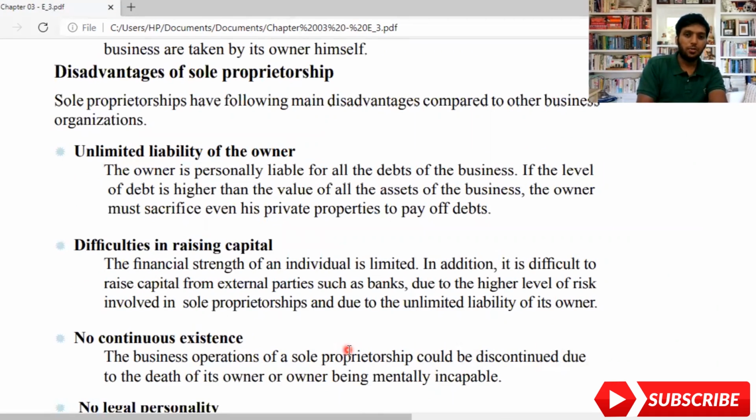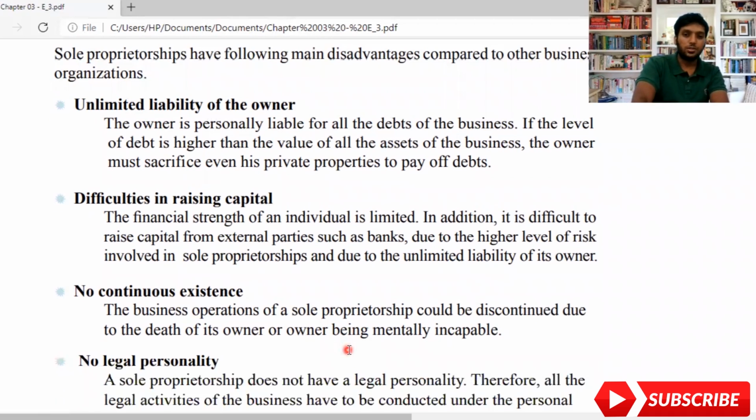Difficulties in raising capital. If you are a sole proprietor, when you go and give your ideas, people will not believe you. So if they invest, sometimes it becomes a partnership. No one gives you money without making them a partner. There's a big problem in raising capital, getting some money to increase your business cash. No continuous existence, as I said in the characteristics. You will not survive once you die. Sometimes the business will be closed down.